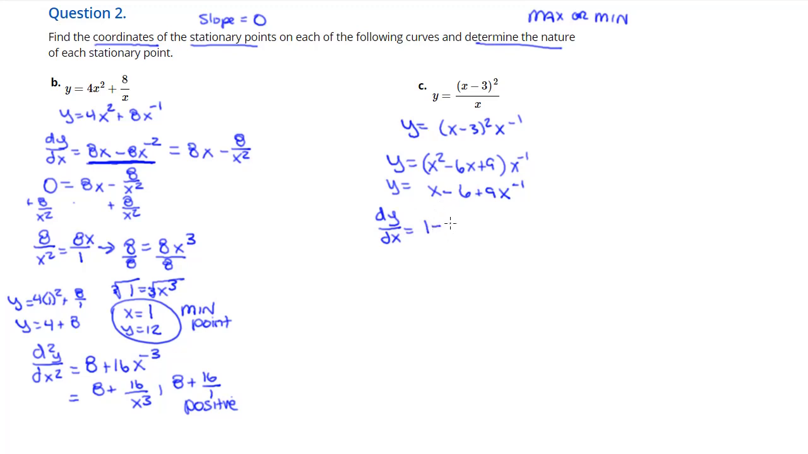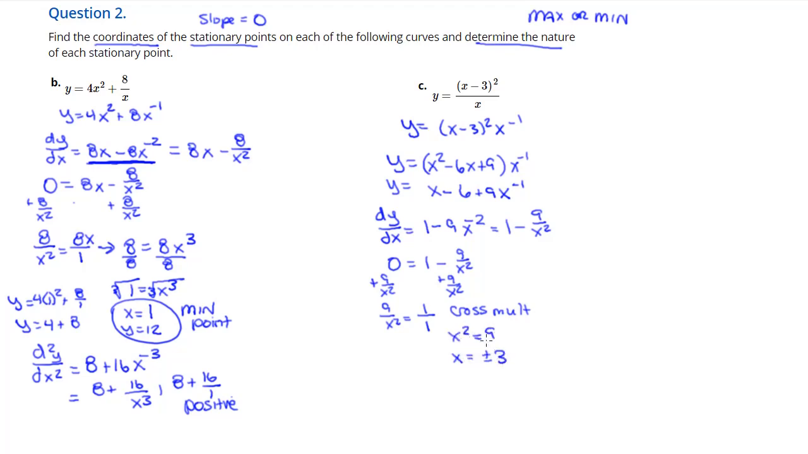That's going to be 1, and then negative 9x to the negative second. So I can rewrite that as 1 minus 9 over x squared. I'm going to make that equal to 0. Once again, I'm going to add the 9 over x squared to both sides. And I'm going to have two fractions equal to each other. So I can cross multiply. And I'm going to find out that 9 is equal to x squared. And then x is going to equal plus or minus 3.